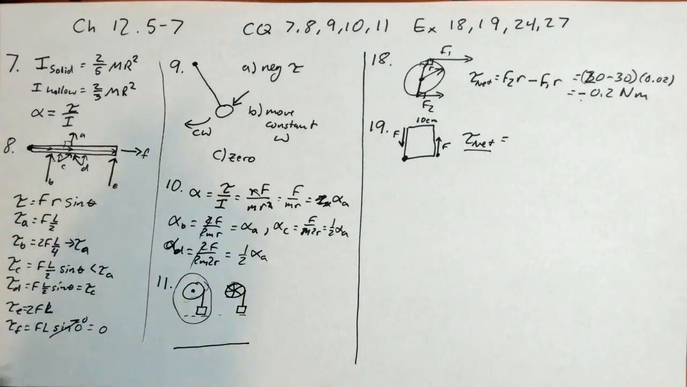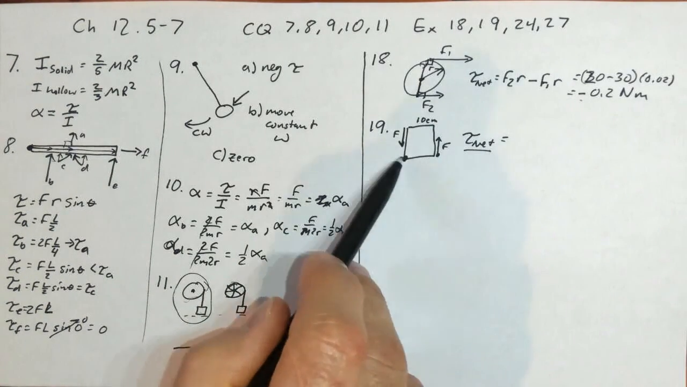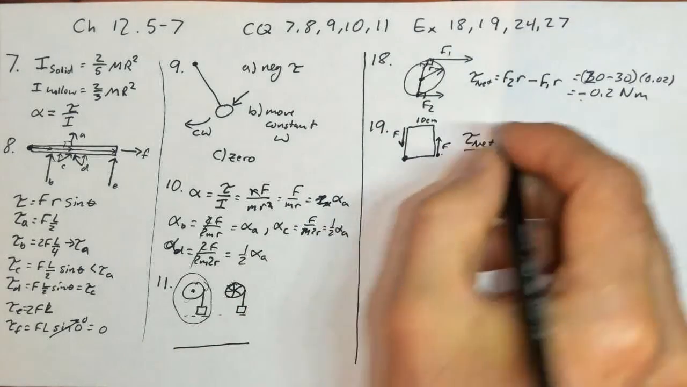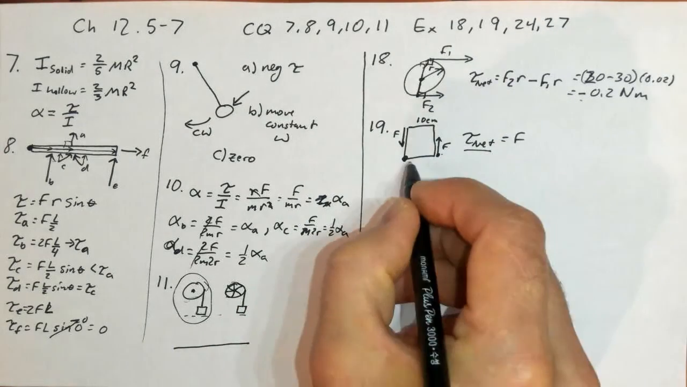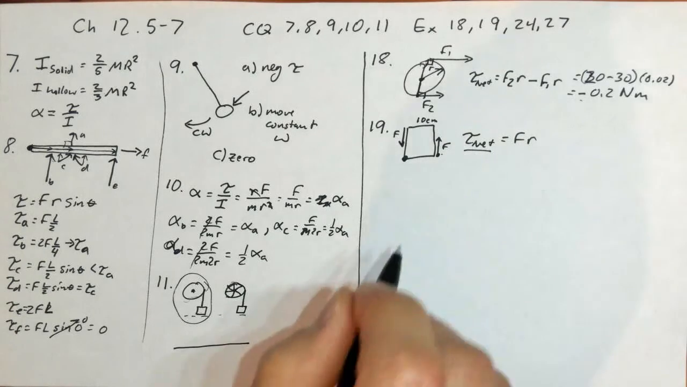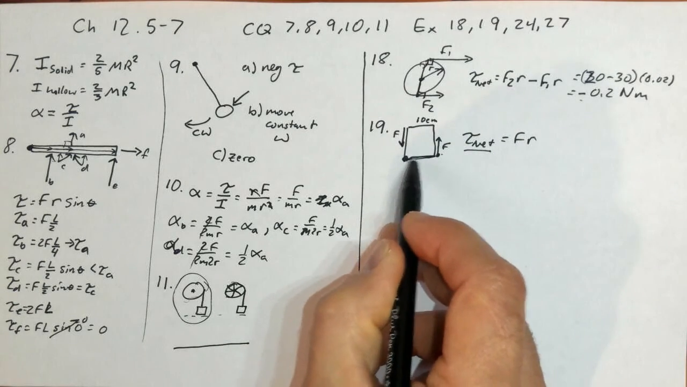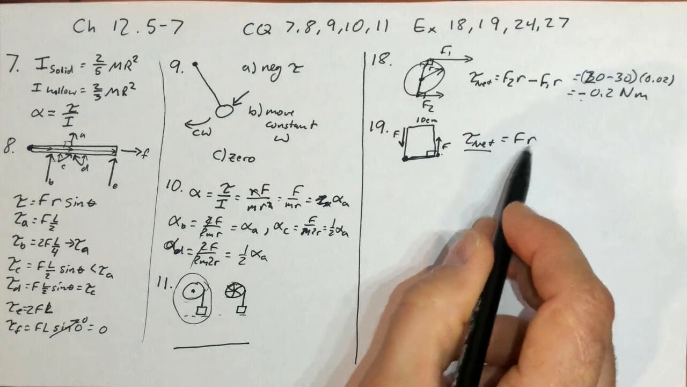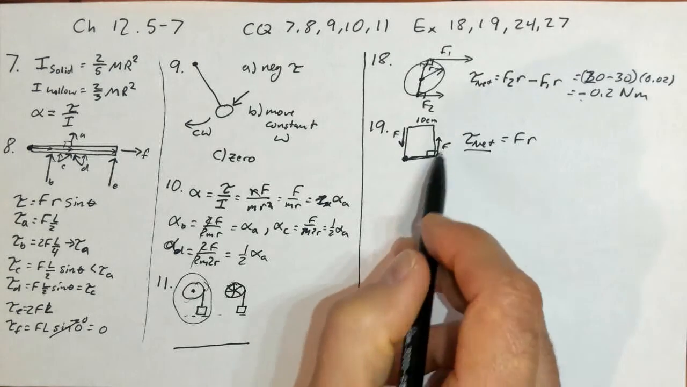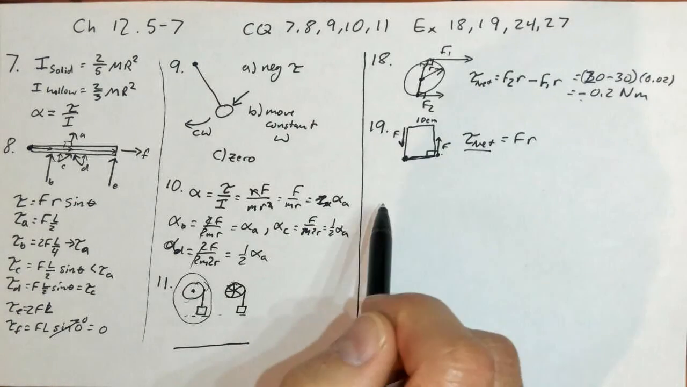Okay, and that's going to be equal to the contributions of both of these. So let's look at this one right here. This one has a force F. It's a distance R away, and they're perpendicular. So here's that R, and those are perpendicular, so it's just F times R. Okay, now that's going to make it rotate counterclockwise, so that's positive.